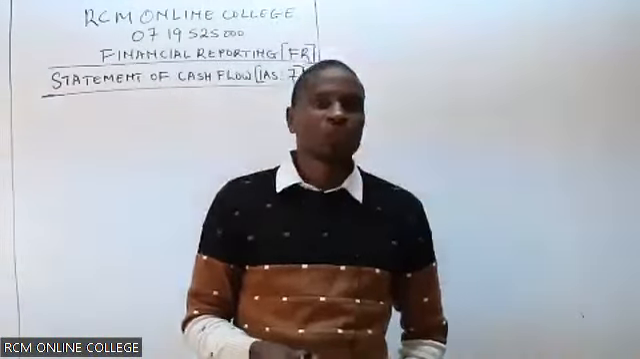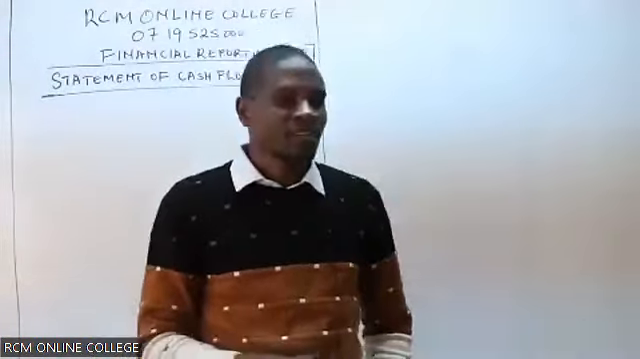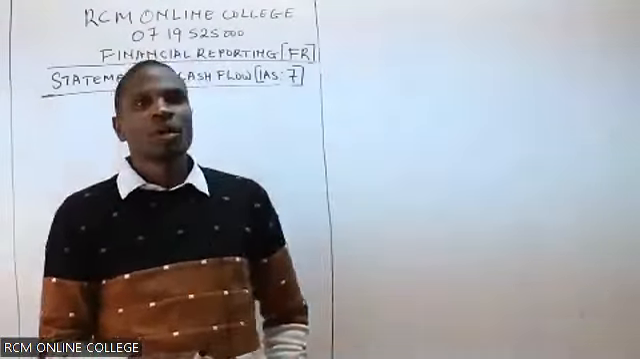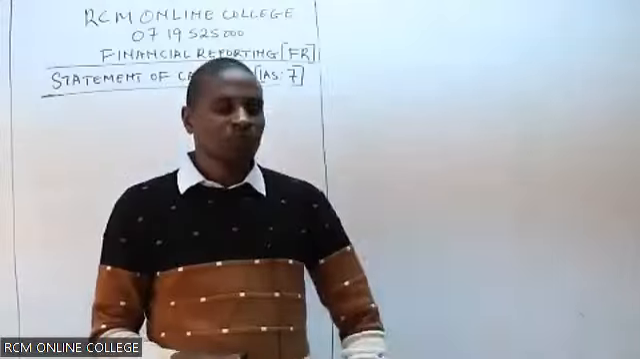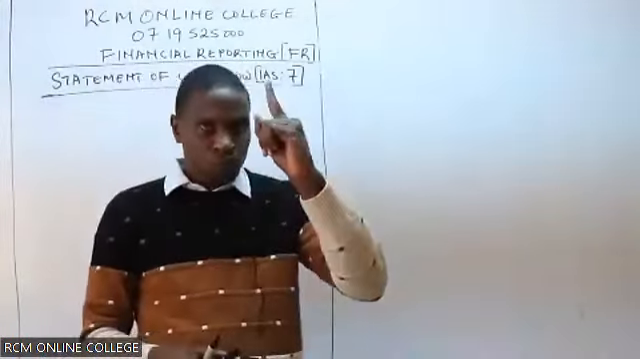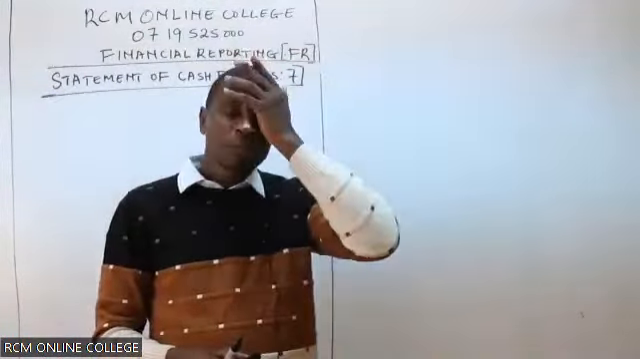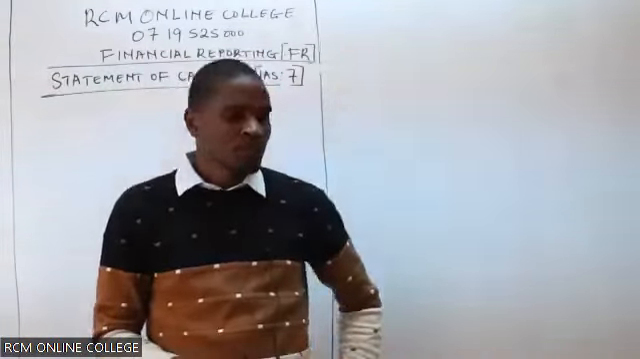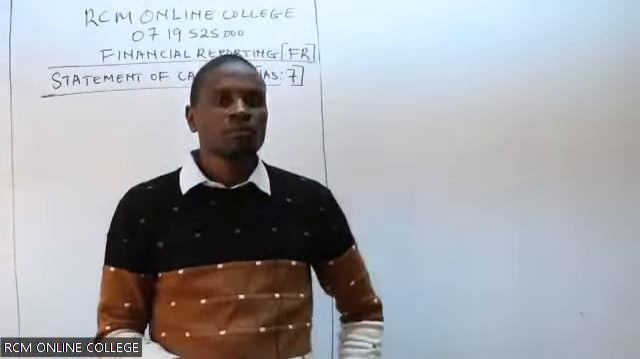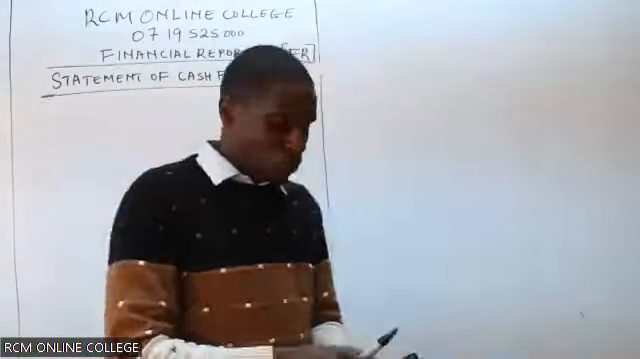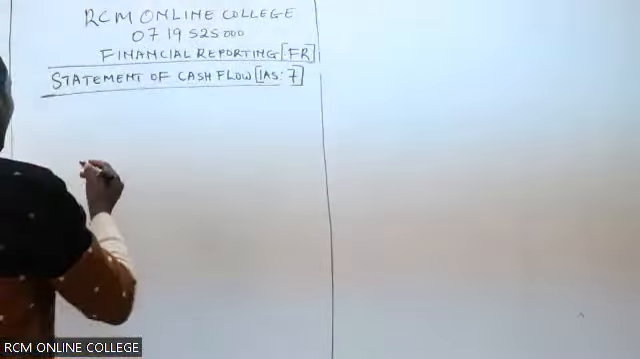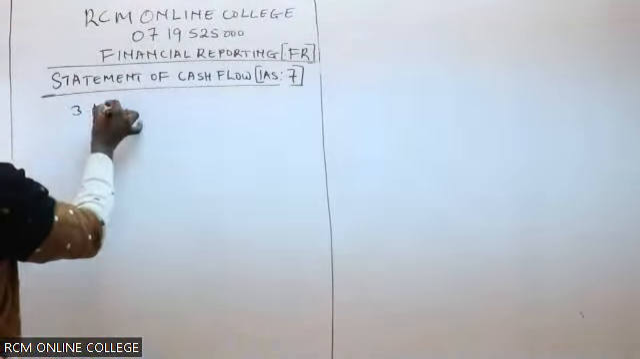Who can mention for us one of the activities under statement of cash flow? Just one. Just mention one. Somebody. Come on. Thank you so much, Richard Ocheng. Richard Ocheng has it. So we are saying that we have 3 activities.